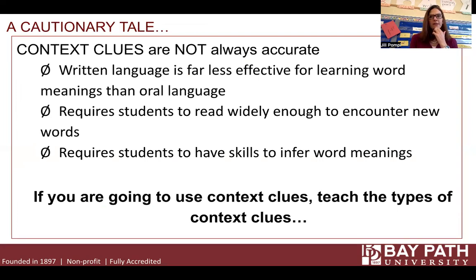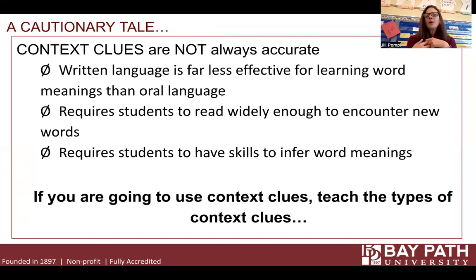Now, speaking of context, we know that oftentimes we ask students to try to identify the meaning of a word by using context clues. But I want you to be cautionary about having students use context clues because we know they are only accurate approximately 25% of the time. And that's because written language is far less effective for learning new word meanings than oral language. When an author writes something, he or she sometimes leaves out key pieces of information that might lead a student to a correct definition or meaning of a word.